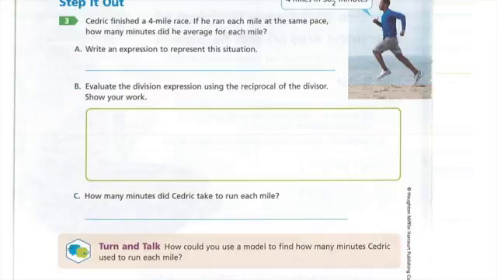All right, we're continuing on to the next page. It says Cedric finished a 4-mile race. If he ran each mile at the same pace, how many minutes did he average for each mile? Write an expression to represent this situation.